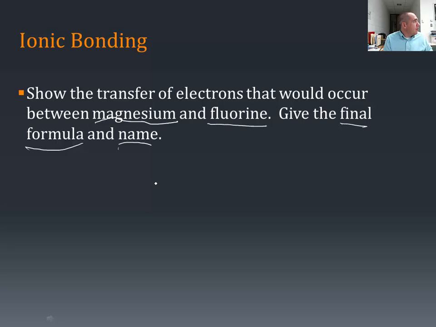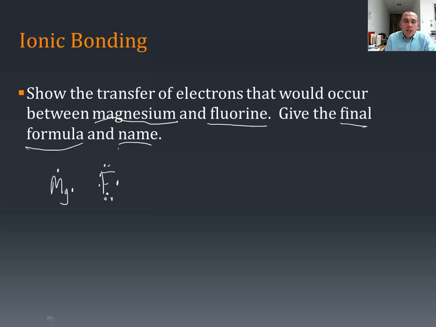So I have a periodic table handy, and I see magnesium in group 2A. So magnesium has 2 valence electrons. So I'm going to start with drawing my magnesium valence electron dot diagram. And fluorine is a group 7A element. It has 7 valence electrons. So it has 1, 2, 3, 4, 5, 6, 7. Okay, 2 per side, and then this side's got an open spot.